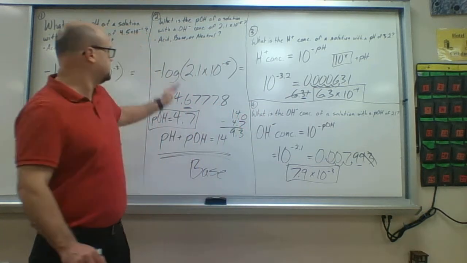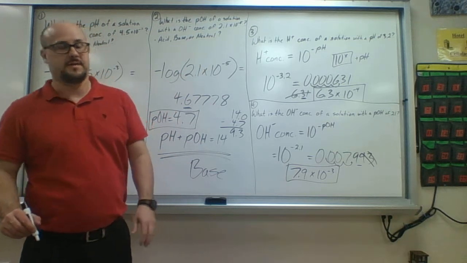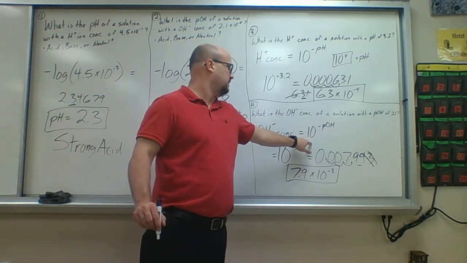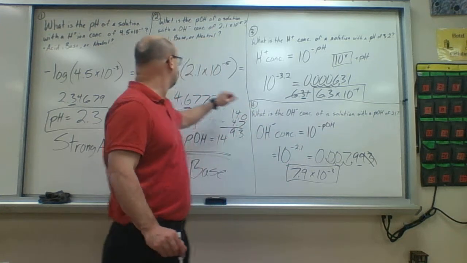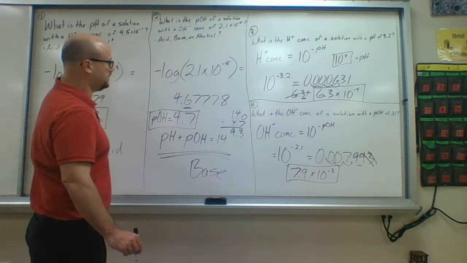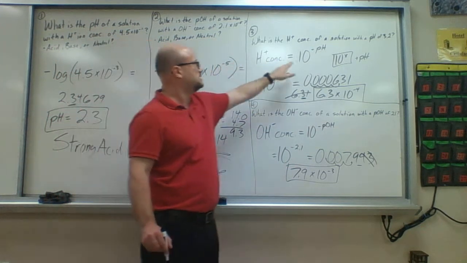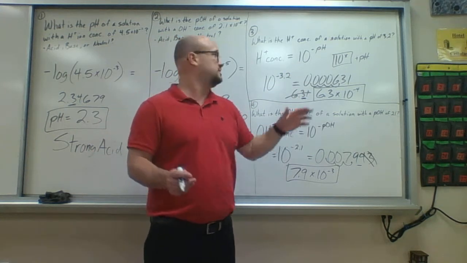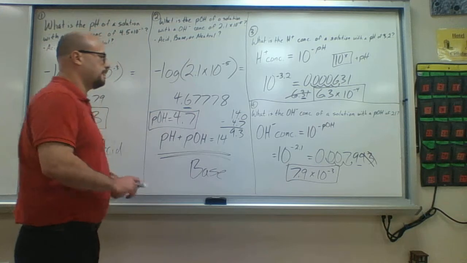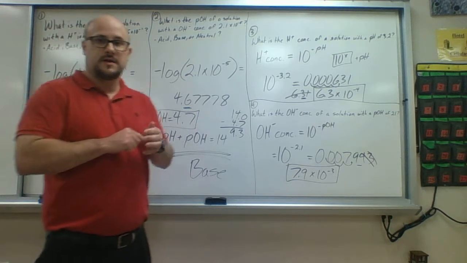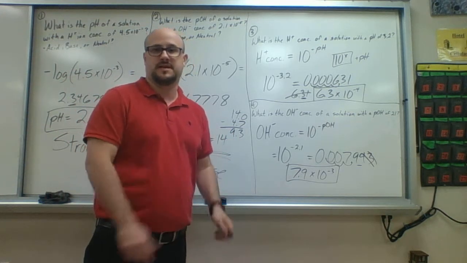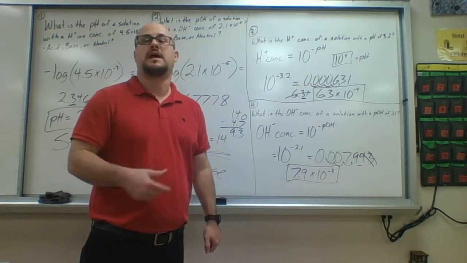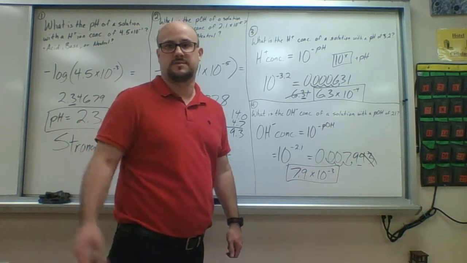Now, with these 4 techniques, you can get from anything. You can get from the hydroxide concentration to the pH. You can get from the pOH to the hydrogen concentration, and vice versa, using these 4 techniques. I hope this helps you for the acid-base test. Did I say test? Acid-base quiz coming up next class.